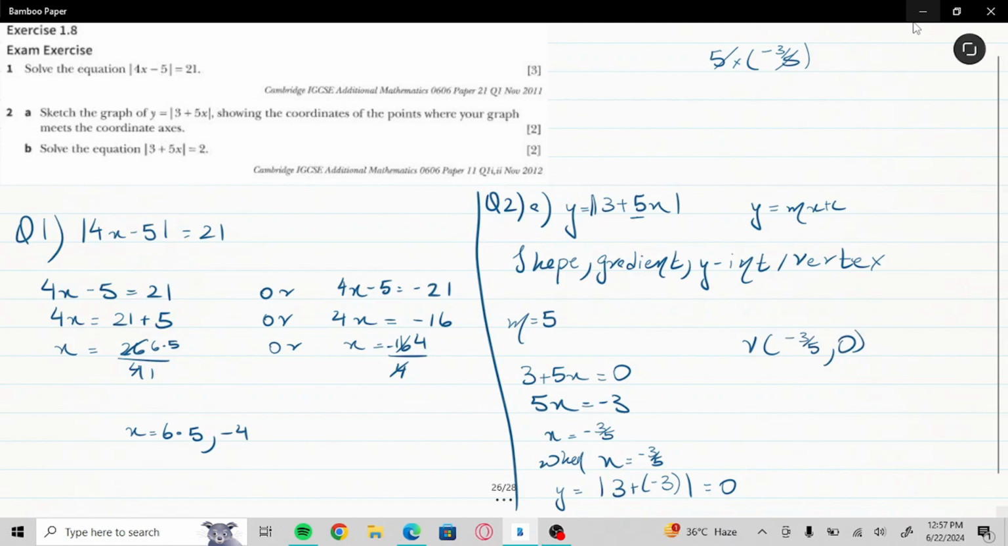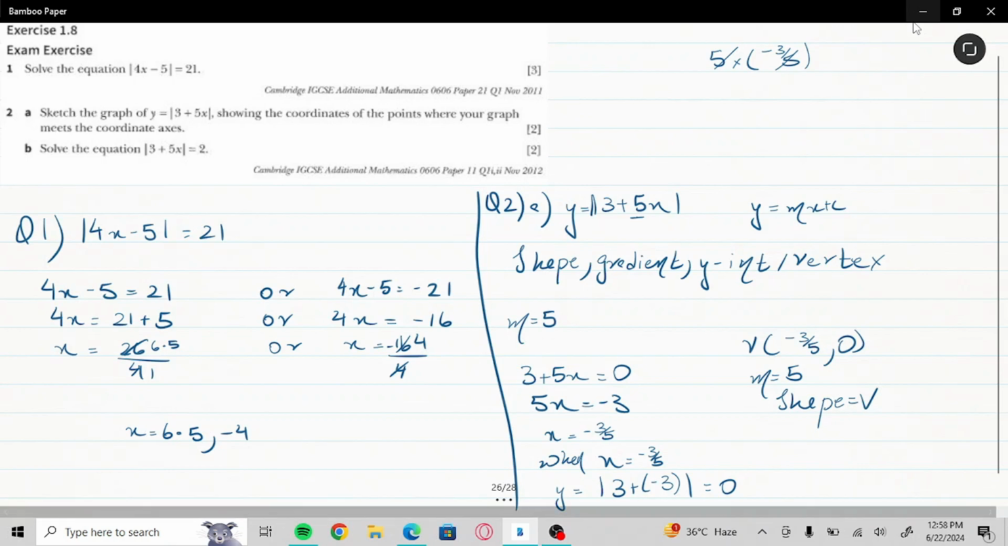We have the gradient and we have the shape of the graph, and that's enough for now. Actually, this is also our x-intercept, so it's not a big deal. I think this is enough. The gradient, the vertex, and the shape of the graph we have. The shape is a V shape. Okay, so let me just make the graph.